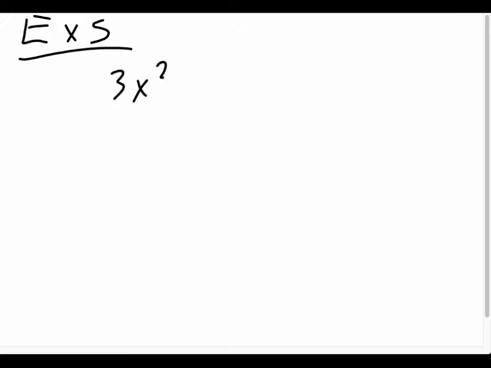3x squared minus 12x plus 6 equals 0. Now, I haven't said this, but you know what? This works out so much easier when a equals 1.